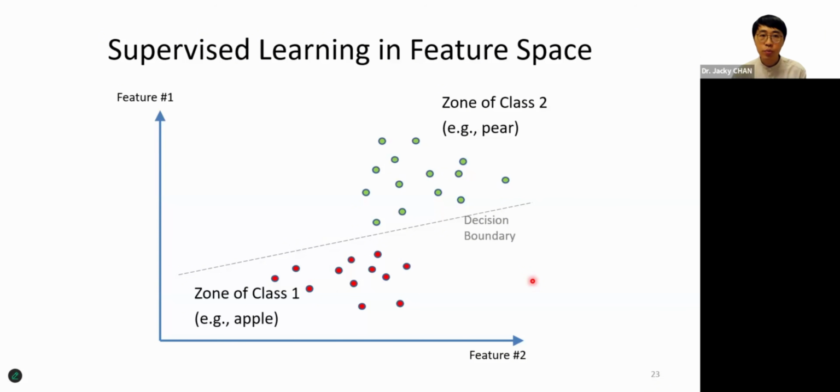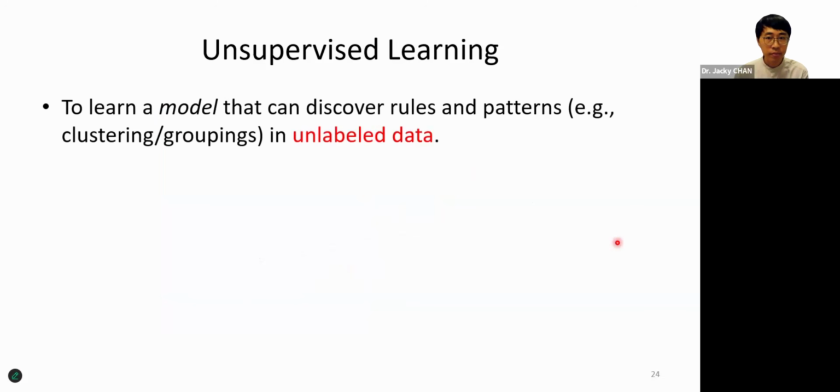But for supervised learning, this is the task of the machine. Based on the numerical values, it will have to find this line, which can well separate the data of different classes. And then, how does the machine learn without labels? Unsupervised learning tries to discover patterns and rules without knowing the correct labels.